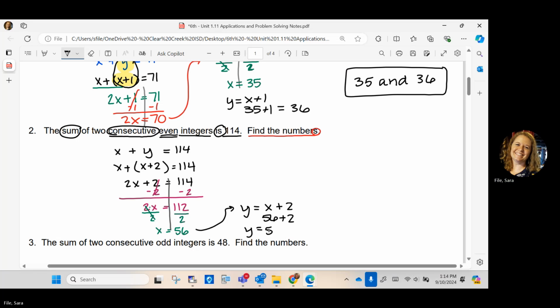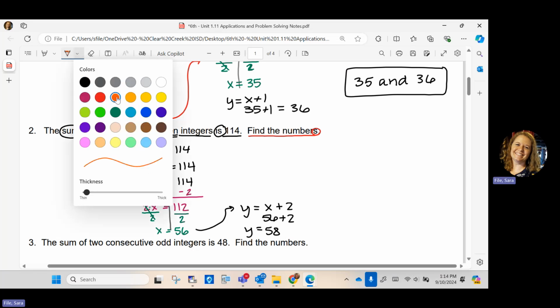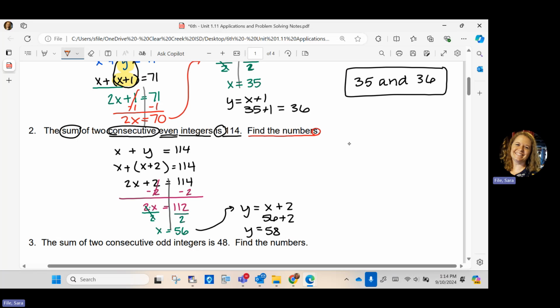58. Okay, now I'm going to double check. I'm going to use our strategy that we wrote down. We're going to check 56 plus 58. Does it equal 114? And you can check that in your calculator if you need to. It does. So it checks out.